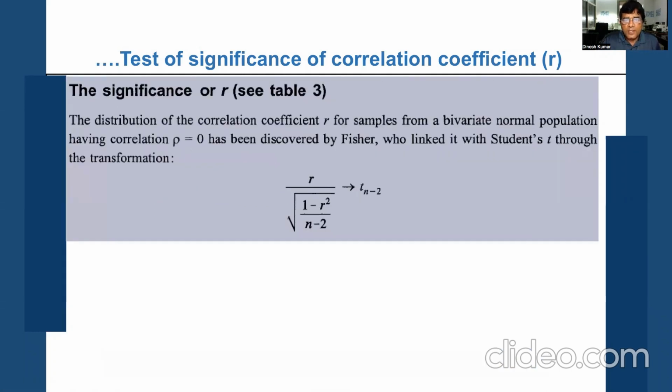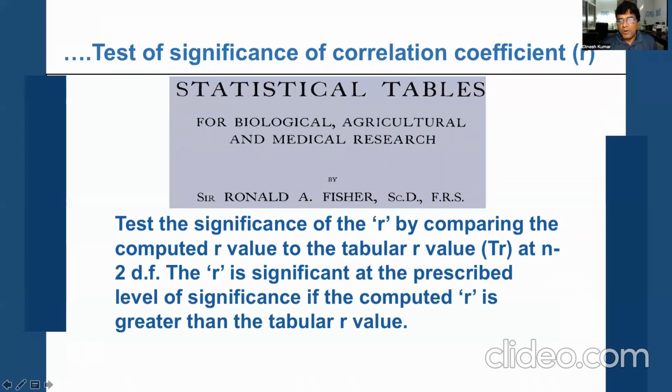And this is the case done by Fisher. The distribution of the correlation coefficient for samples from a bivariate normal population, bivariate meaning paired normal population, having correlation equal to 0, was discovered by Fisher, who linked it with the student t-test through a transformation. He used this transformation, or this statistical procedure, to find the r table, the correlation coefficient table. So now I am showing you the correlation coefficient table, which is very easy to understand.